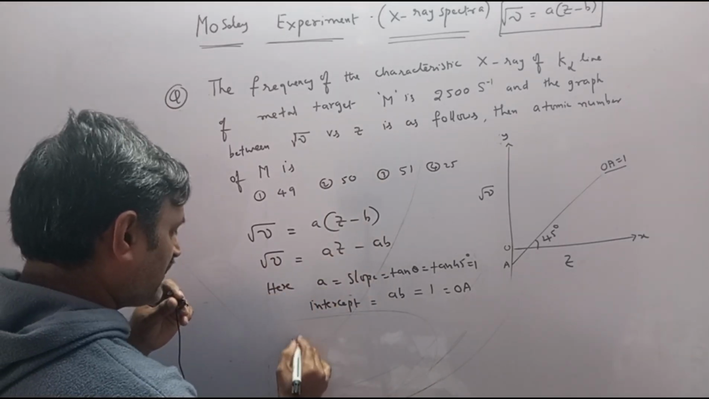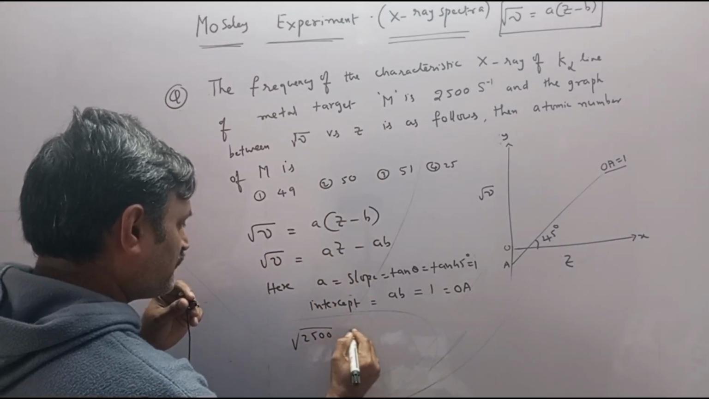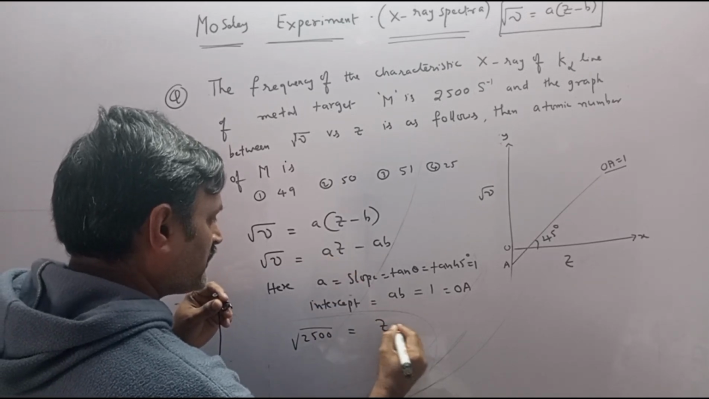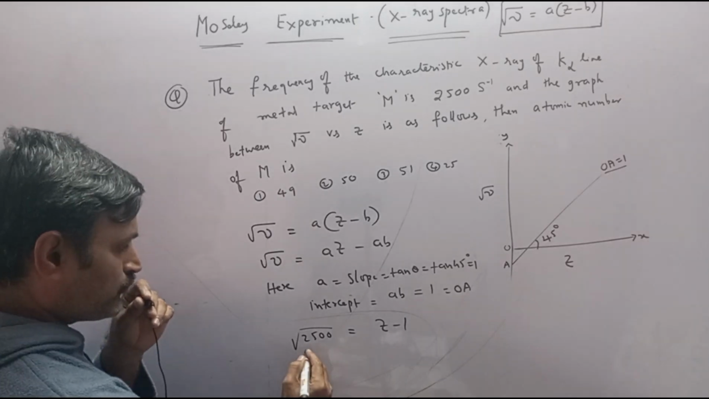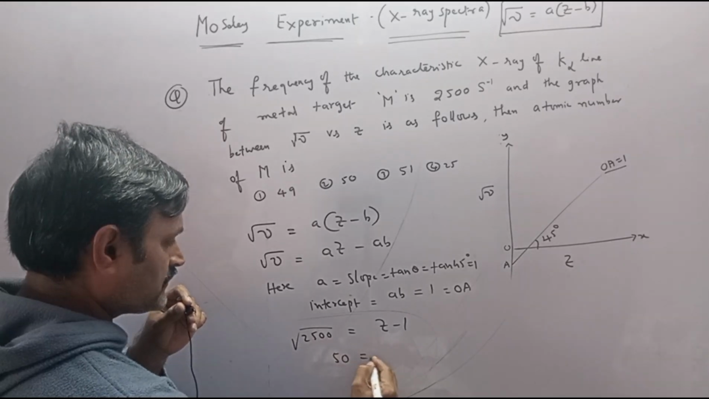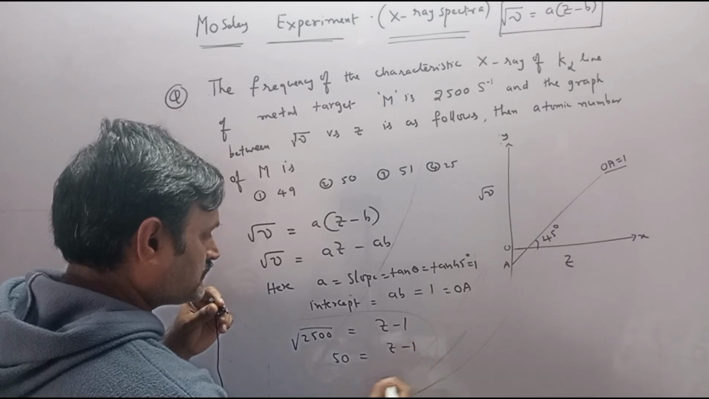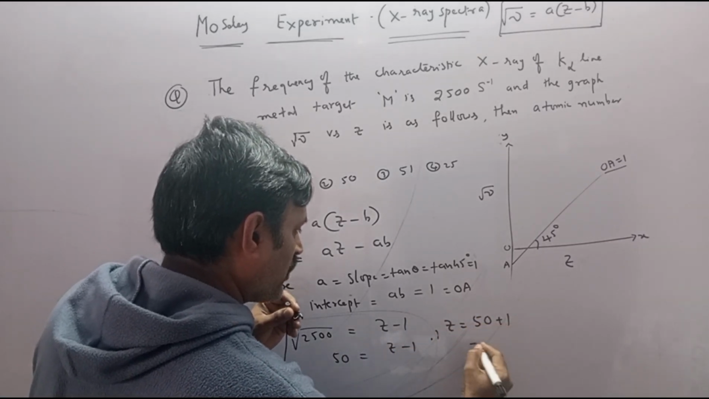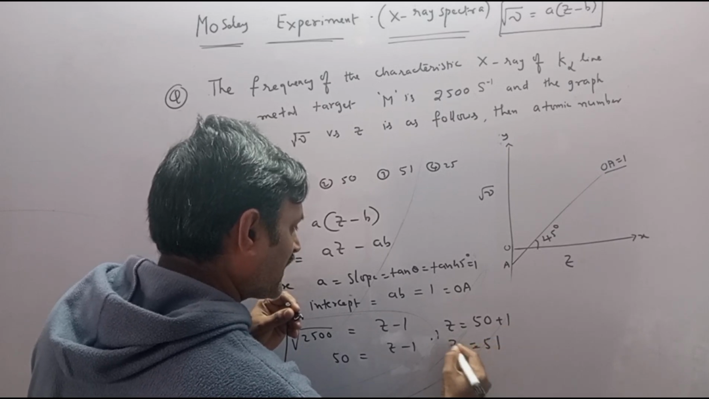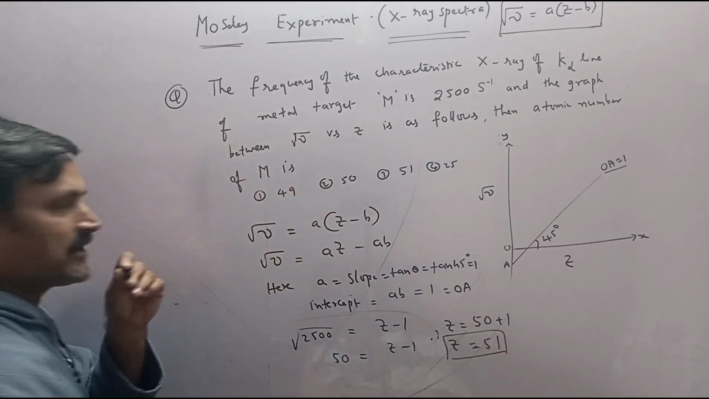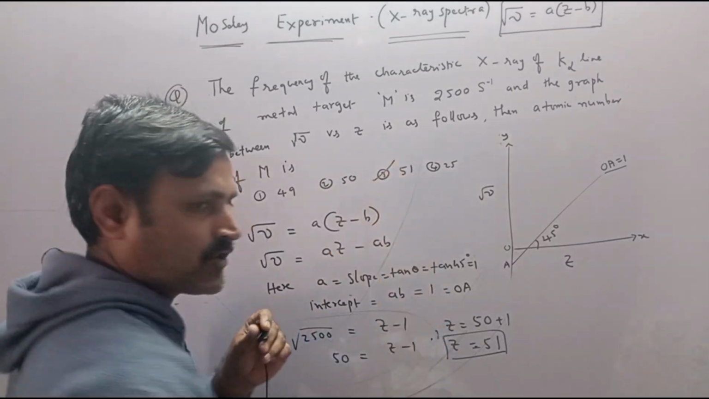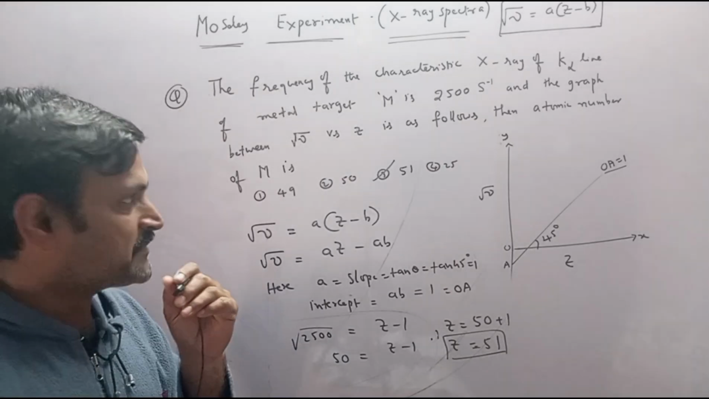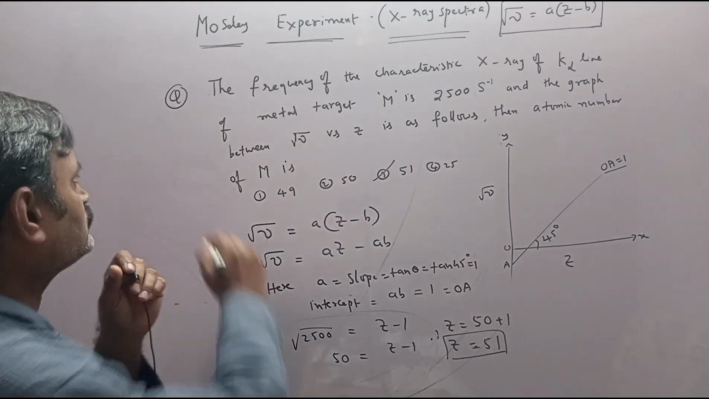If you substitute the frequency value, square root of 2500 is equal to, a value is 1, 1 into Z minus 1, so it will become Z minus 1. So square root of 2500 will become 50. That is equal to Z minus 1. It indicates that Z is equal to 50 plus 1, 51. So 51 is the atomic number of the metal target given in the problem. So 51 is the right answer for this Moseley's experimental X-ray spectra question in this JEE-NEET level model.